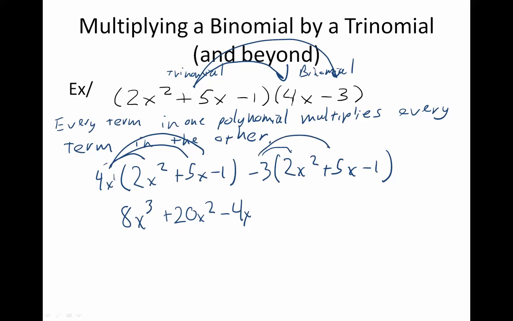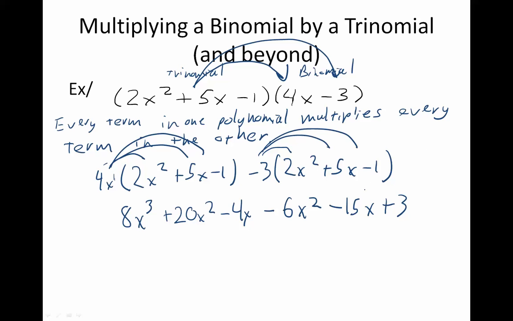Now we do it with the negative 3. Negative 3 times 2x squared is negative 6x squared. Negative 3 times 5x is negative 15x. Negative 3 times negative 1 is positive 3.